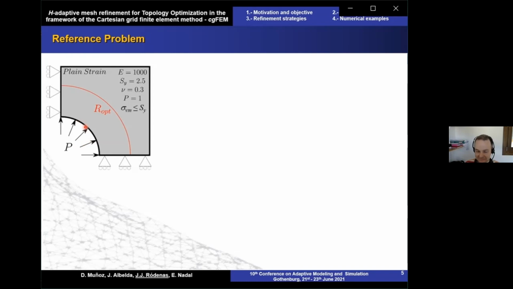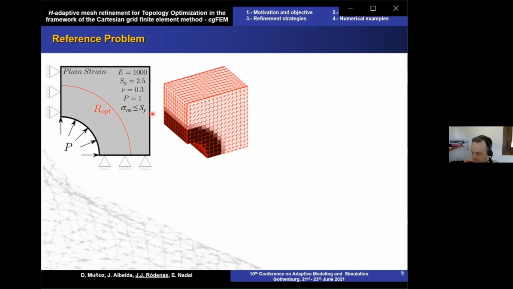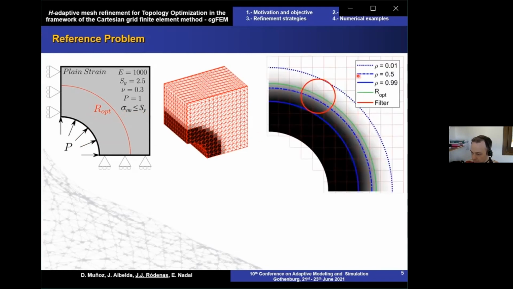internal pressure, for which we are going to have the exact values of the displacement and the stress field. With them, we are able to evaluate the optimal radius that allows us to satisfy this constraint. If we run the topology optimization problem, we will obtain something like this. If we smooth the relative densities field, we obtain this solution, where the blue lines represent curves of the same relative density. The green line will represent the optimal analytical radius.